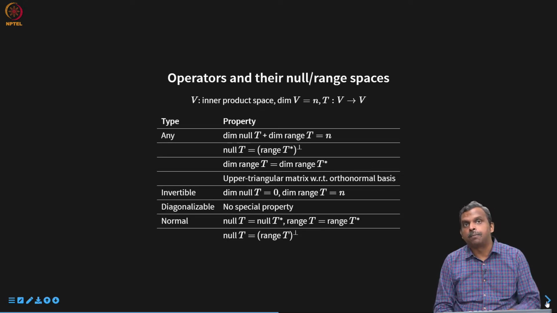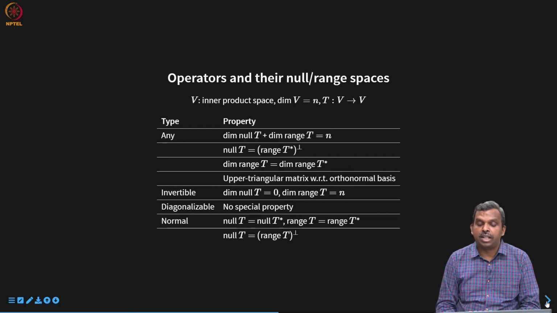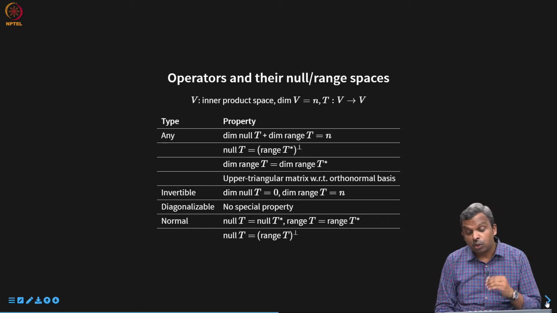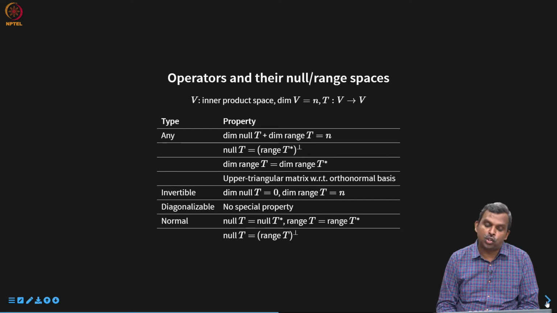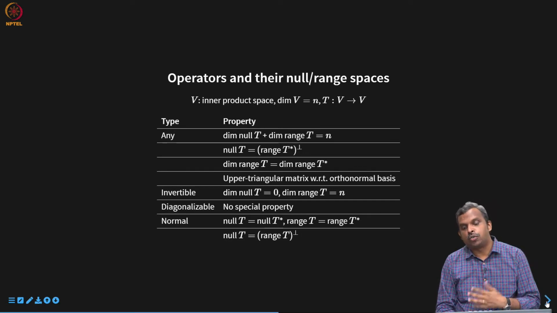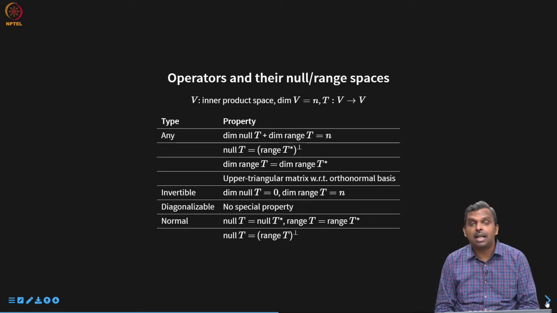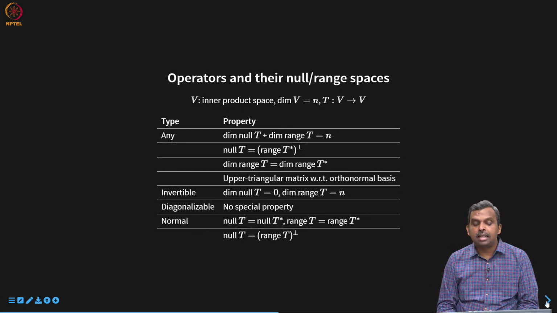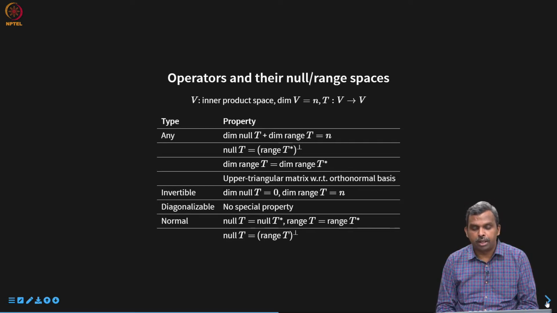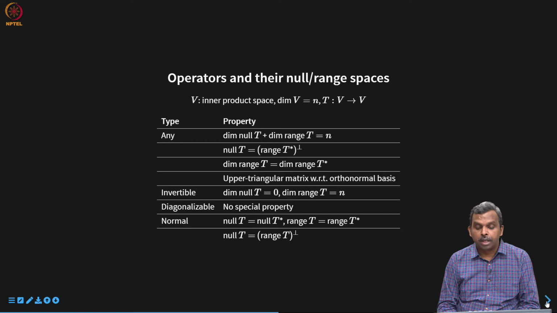If you take any operator, we know that the dimension of the null and dimension of the range will add up to n. Okay, and then we also have this nice result connecting the operator and its adjoint. The null of T is the range of the adjoint perp, the orthogonal complement. And range of T and range of T star have the same dimension. This is the row column rank result that we know. And then there is an upper triangular matrix with respect to an orthonormal basis for any operator. So these are good properties for any operator. In particular, if the operator is invertible, the range is going to be full dimension and null is 0, right? So that's a nice simple property to have.